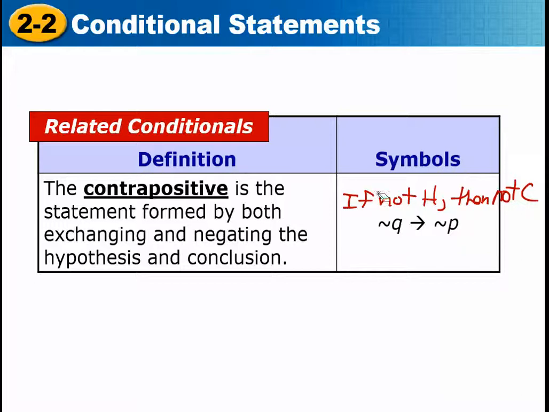Now the contrapositive, you do negate both of them. You put the word not in or take the word not out. And you also switch. So you switch where the hypothesis and conclusion go, and so you exchange them. And you also put the word not in both of them, or take it out. If it already had a word not, you take it out.